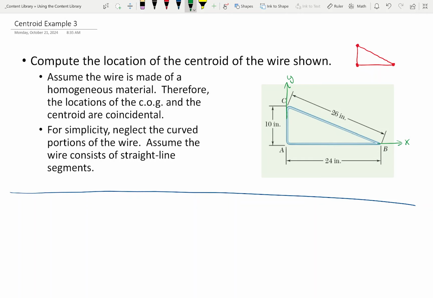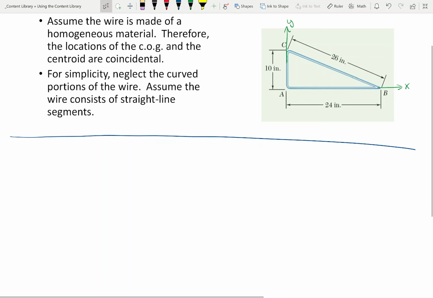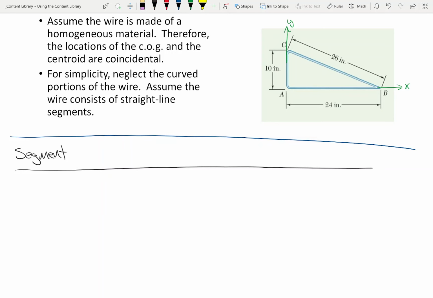All right. So what we're going to be doing is using the tenets of x bar equals sum of xL over sum of L, and y bar equals sum of yL over sum of L. That's kind of how we're going to handle this. Okay? So we've got 3 wires here, and I'll just use their letter designations to keep this easy. So we'll do it the same way that we did it before.